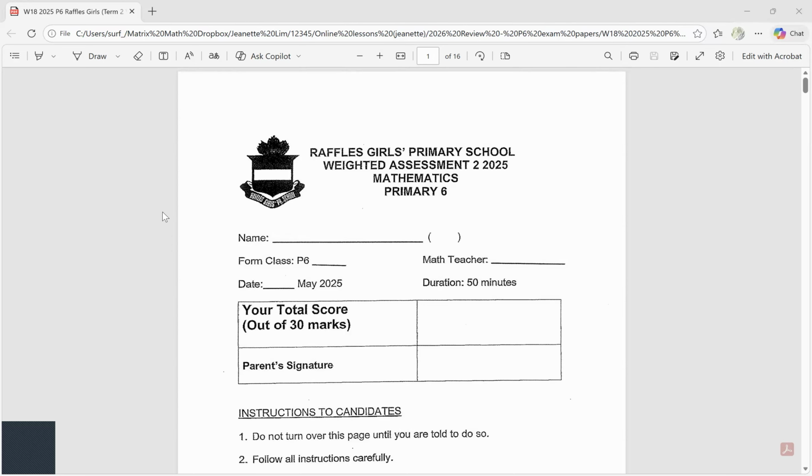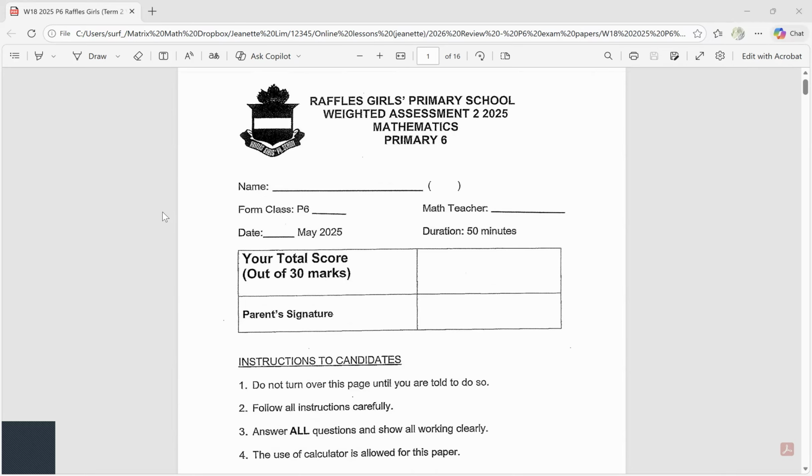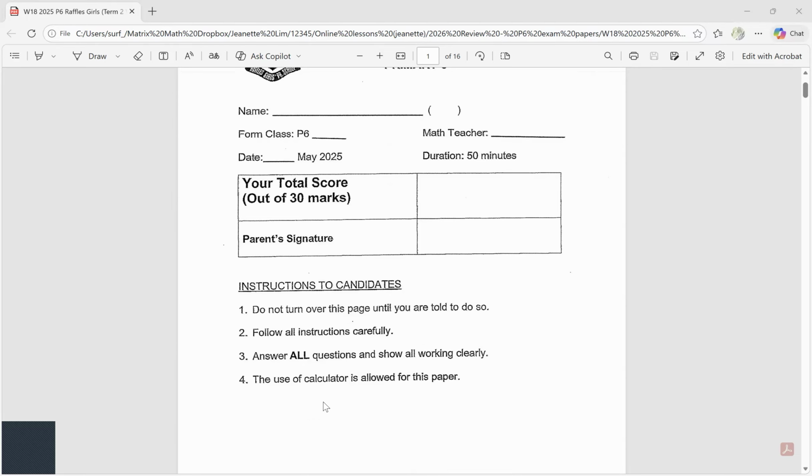Girls Primary Weighted Assessment 2 for 2025. For this paper, you can use a calculator.